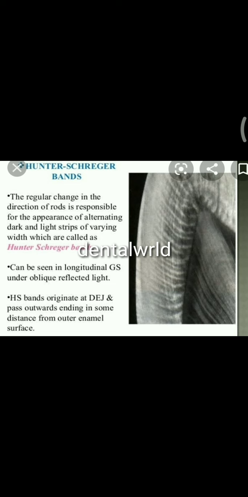HS bands or Hunter-Schreger bands. The change in the direction of rods is responsible for the formation of HS bands. They are alternating dark and light bands of varying width. They originate at the dentinoenamel border and pass outward, ending at some distance from the outer enamel surface.